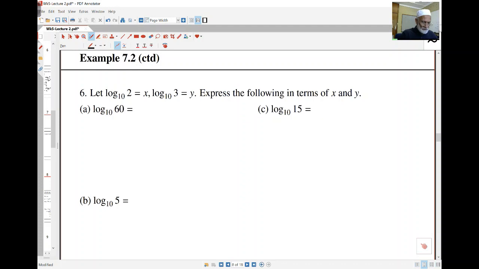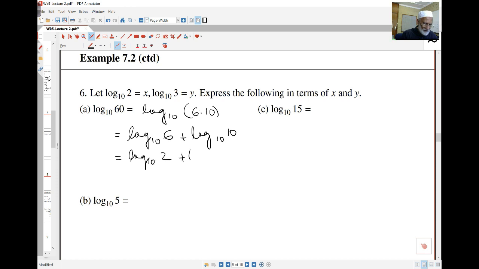Let's have a quick look at these ones. It's to the base 10. Be careful. So log 60 is log to the base 10 of 6 times 10, and so that becomes log of 6 to the base 10 plus log of 10 to the base 10, and 6 is 2 times 3, so this is log of 2 to the base 10 plus log of 3 to the base 10, and of course log of 10 to the base 10 is 1. There's my x, there's my y, and there's a plus 1.